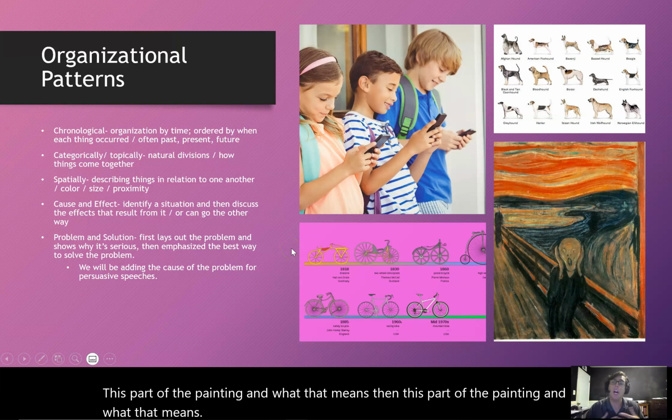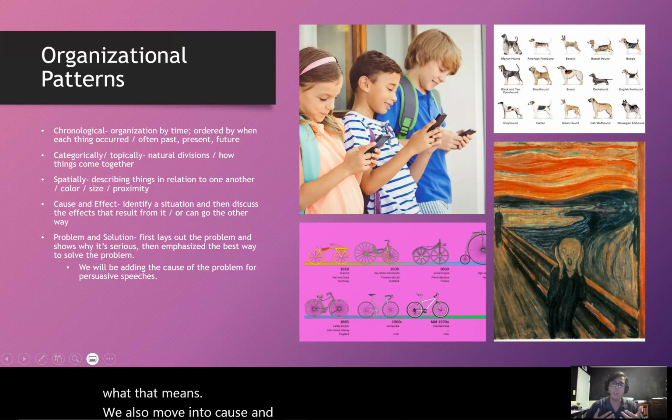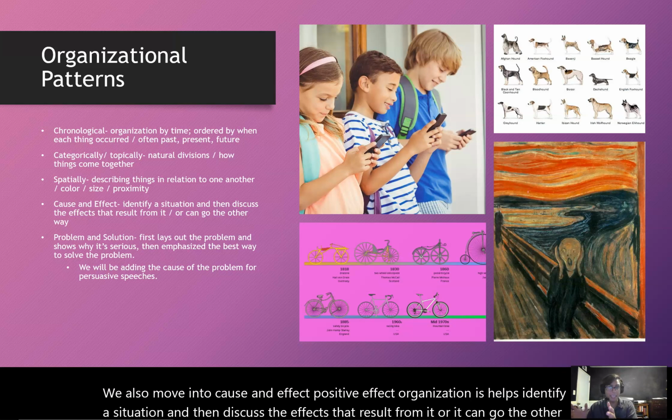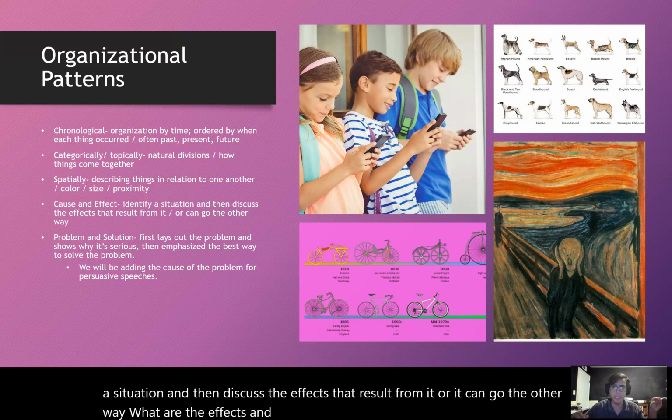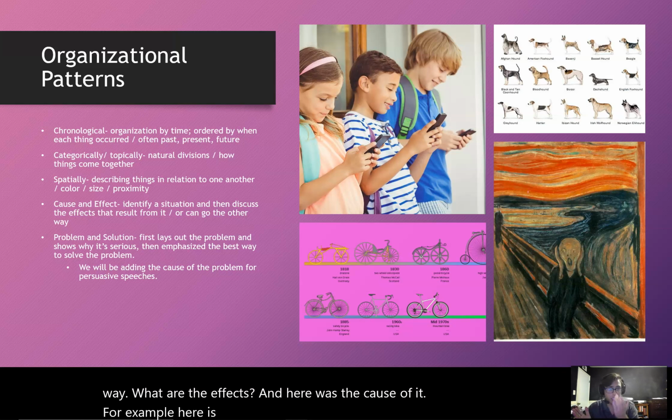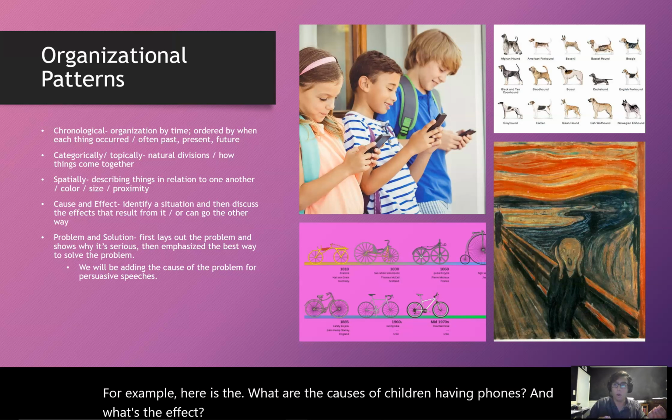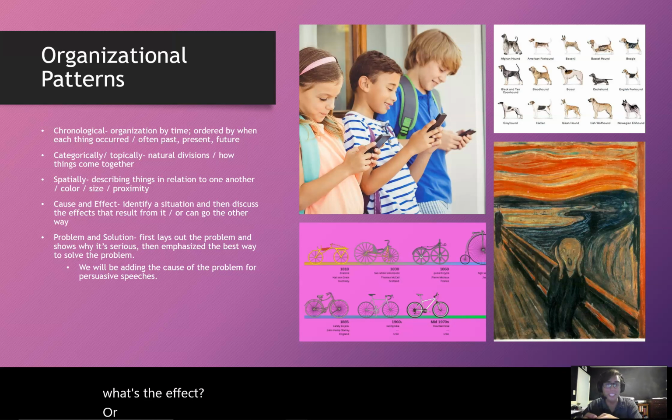We also move into cause and effect. Cause and effect organization helps identify a situation and then discuss the effects that result from it. Or it can go the other way. What are the effects? And here was the cause of it. For example, what are the causes of children having phones, and what's the effect? Or if children having phones is the cause, what is the effect of that?